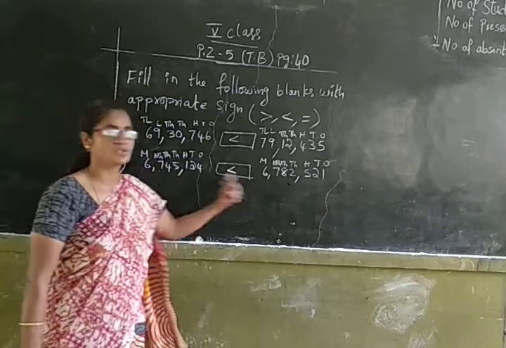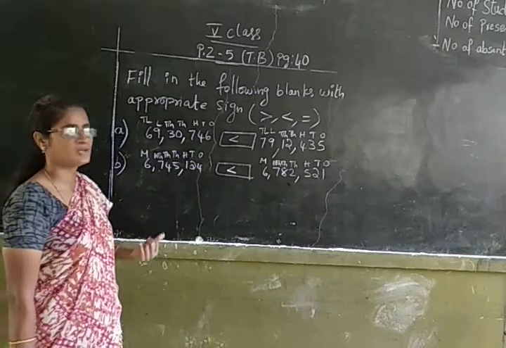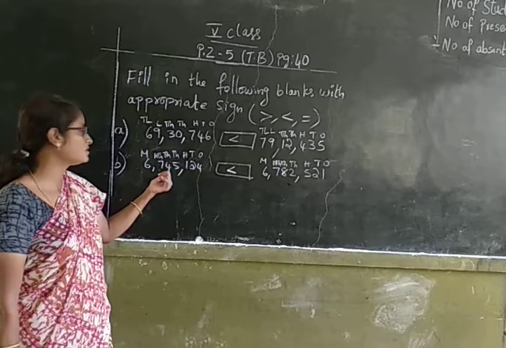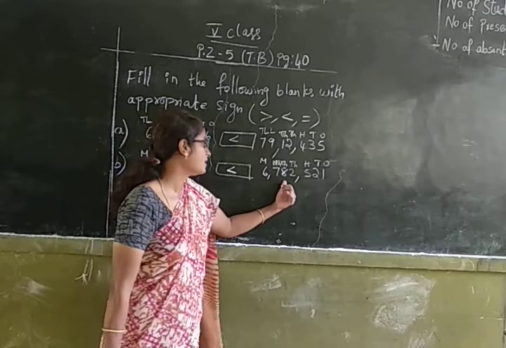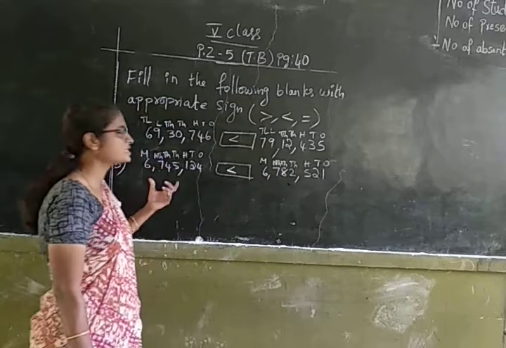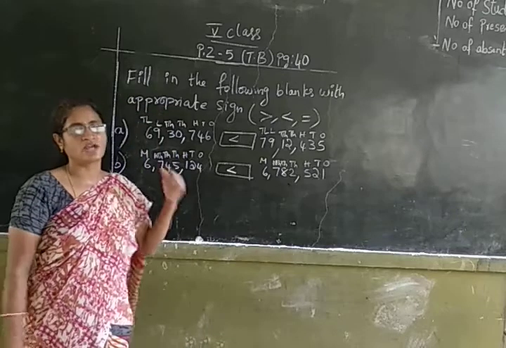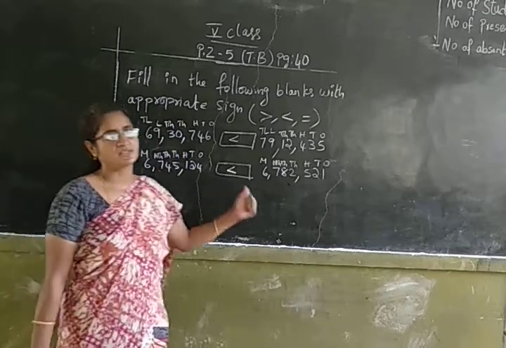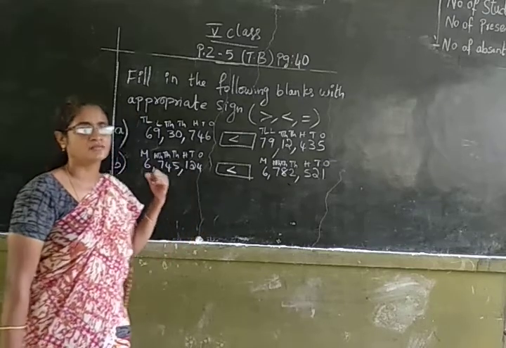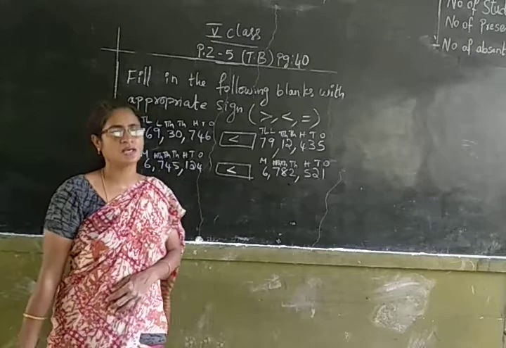In millions place, both the numbers are having same numbers. In 100,000s place, both the numbers are having same digits. And in 10,000s place, this number is having 4 and this number is having 8. So 4 is less than 8, so the first number is lesser than the second number. Did you understand children? First you have to check whether both the numbers are having same number of digits or not. Next you have to compare these numbers from their highest place and then you have to place the symbol.